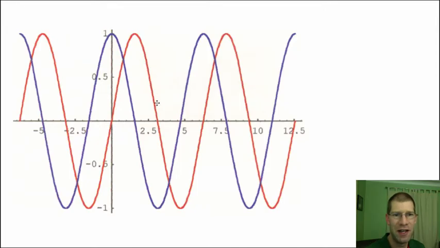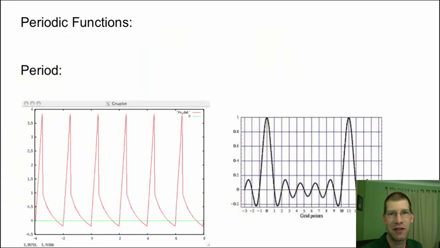Here I just have sine and cosine both put together for that negative 360 all the way up to positive 720 degrees. You'll see how they're cyclical, or we call it periodic, which brings us to the very last part of the notes, which is periodic functions.